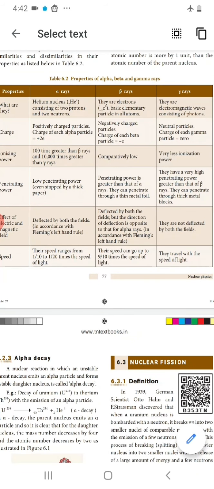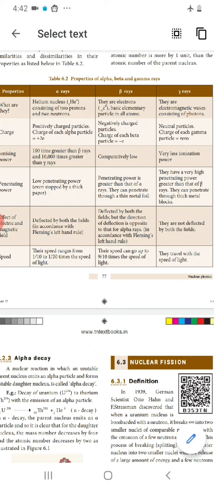Is it clear? Ionizing power. The ionizing power of alpha rays is 100 times greater than beta rays and 10,000 times greater than gamma rays. So alpha rays have a much higher ionizing power than beta rays and gamma rays. Ionizing power of beta rays is low, and of gamma rays very low.